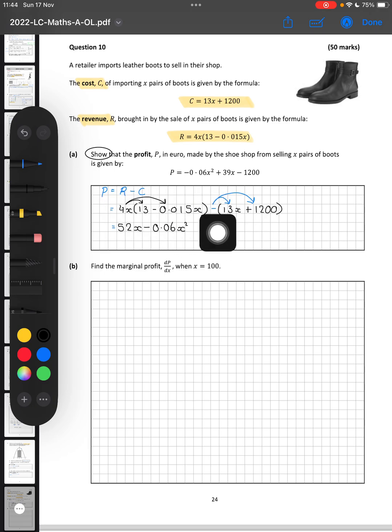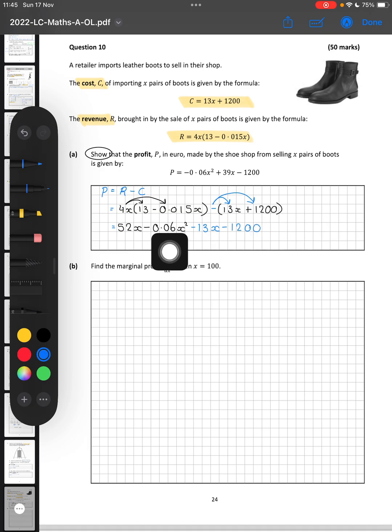Then I have a sign in between with the next bracket, which means that's all that's multiplying here. So this is all that multiplication done. Then I have a sign, which means I'm on to the next part of my question. And I have to have the minus acting on all this, which is going to give me minus 13x and a minus 1200.